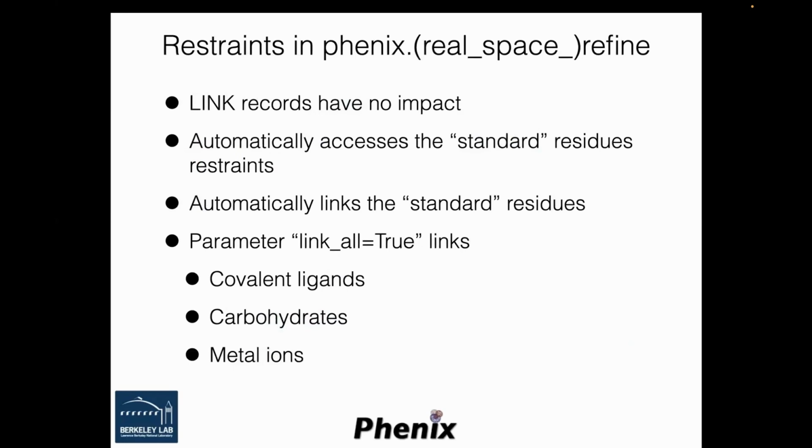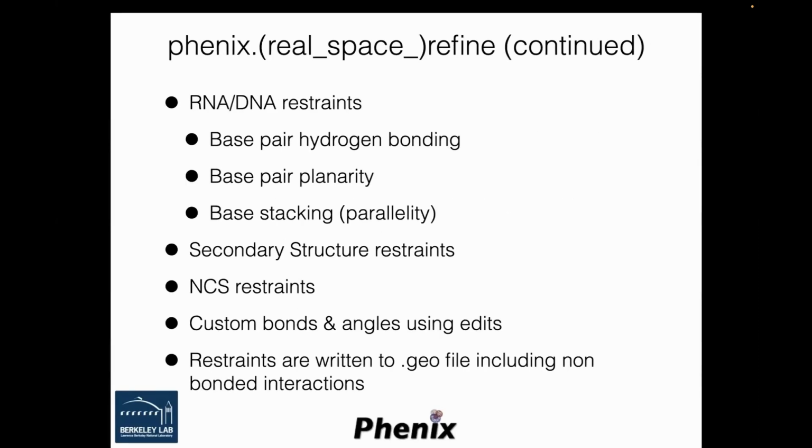This is really just a reiteration that link records have no impact. We try to automatically do the link records linking, and there's a parameter like link all equals true. It's currently set to false because we think that there's some linkings that you have to take a closer look at. So if you want to link ligands, I think that's currently off by default, but you can take a look. It's automatically doing carbohydrate linking, and it tries to do some metal linking. So for instance, zinc fingers are all automatic, and a few other metal types are automatic.